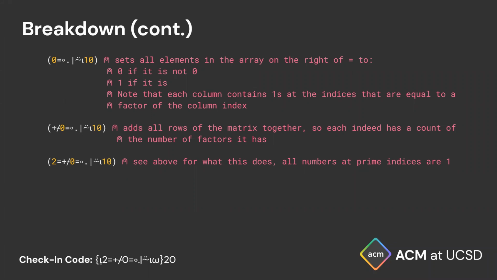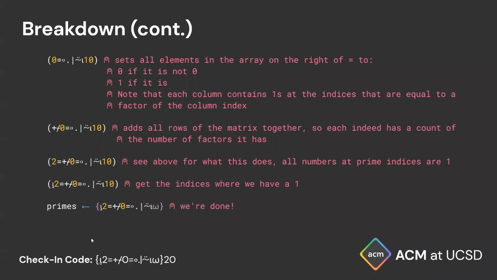So when we do 2 equals the mess that we just created, now we can pick out the indices where there are prime numbers, and then that I symbol with the underline basically gets us those indices. So we're done. That's our prime function.